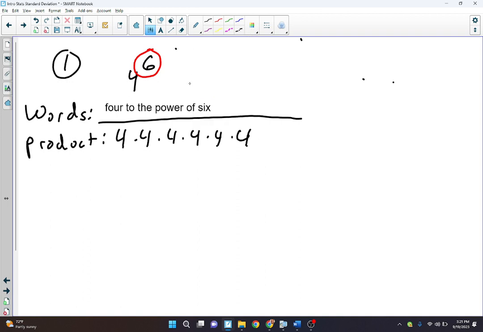I didn't ask for the answer. I just asked you to change it into a product. What's a product? The multiplication problem. Okay, so you're going to get a question like that or two.